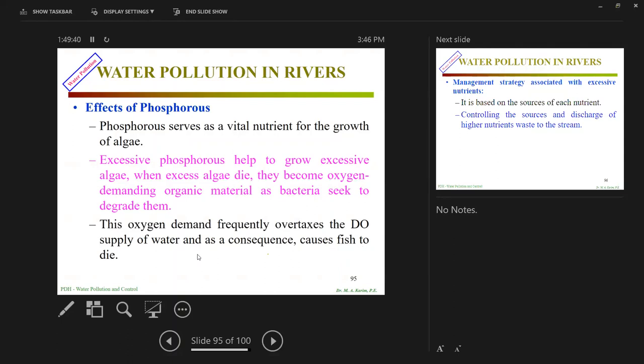So temperature has one effect, and the other effect is the excessive amount of oxygen-demanding material discharged to the water or the wastewater. I mean more wastewater over here, or less DO. Either way, or we can call it more organic.